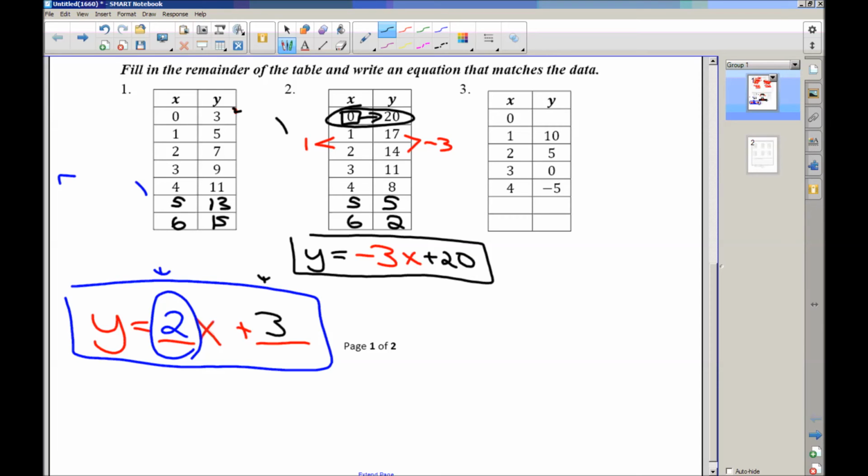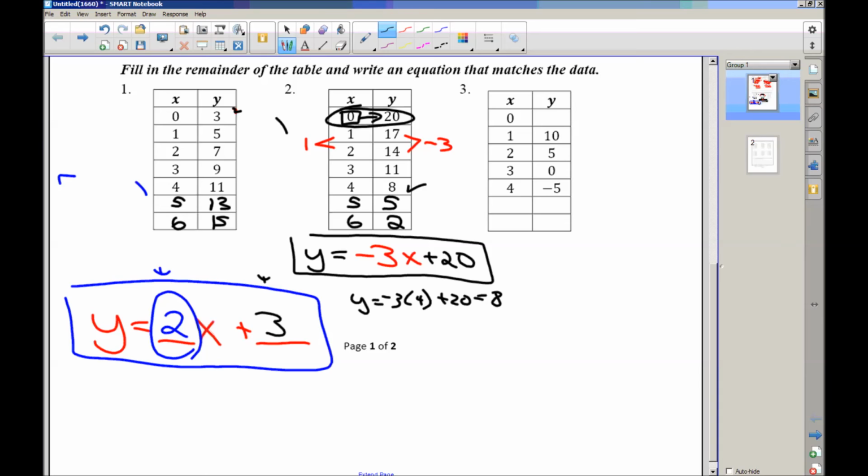Okay, let's pick a point and check it. So let's pick 4. So -3 times 4 plus 20. That's -12 plus 20, which is 8. And that's what we got. So we know we did it right. So there's no reason to miss any of these. You just have to plug it in and make sure you did it and then go back and fix it if you got it wrong. Okay.